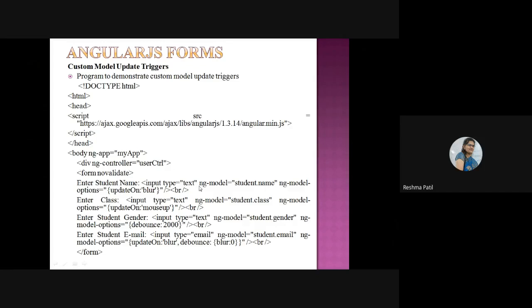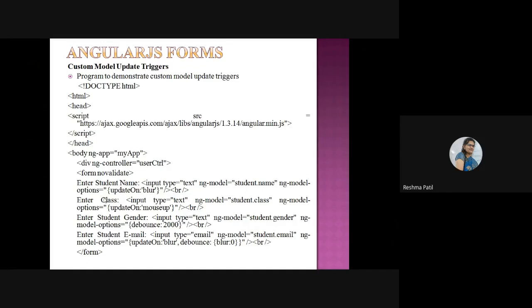Type is equal to text. ng-model is equal to student.name. Here we are going to bind the data from the model part. ng-model-options is equal to updateOn blur. Means when you leave the focus of this input tag or text box, at that time it will update the value into this student.name field.